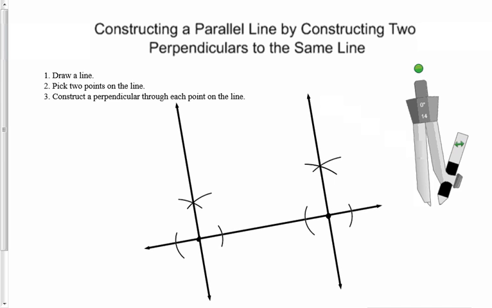And of course, what you notice now is the line that I started with, this line down here, actually ends up being the transversal. And it's the two perpendiculars that are the parallel lines.